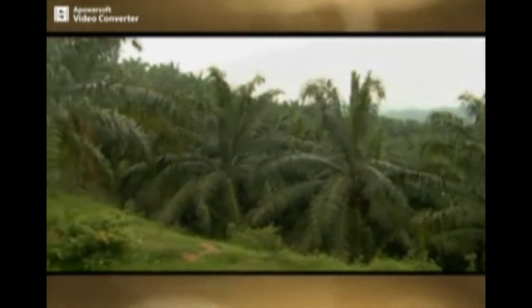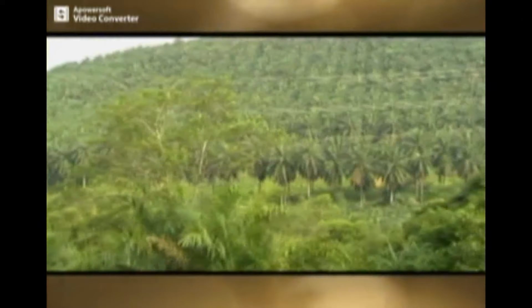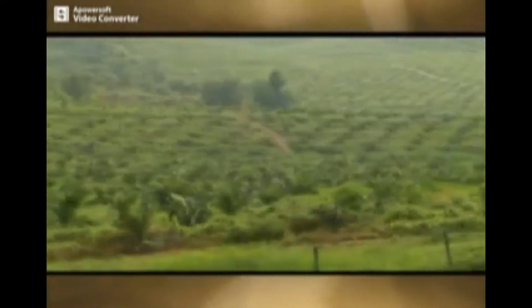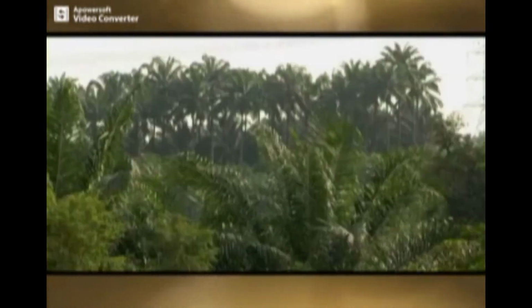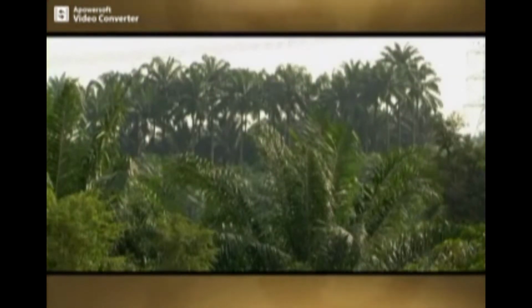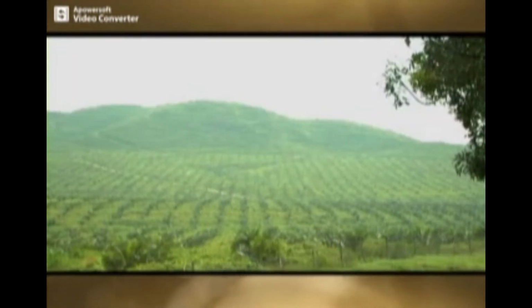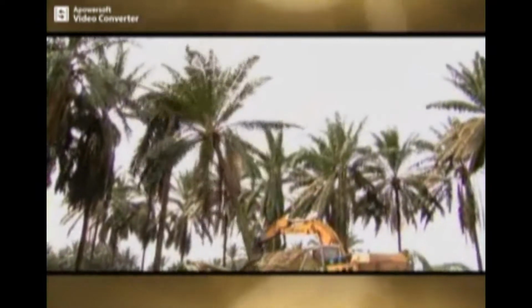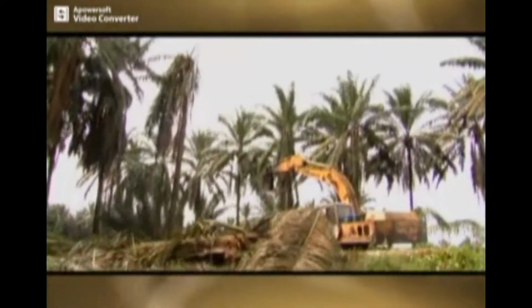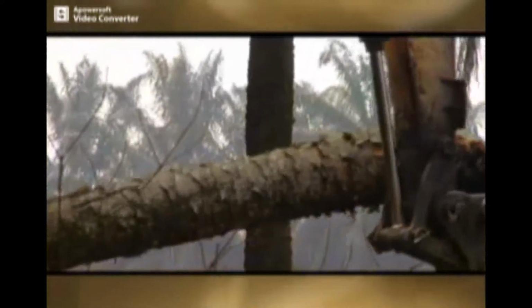Oil palm is an important plantation crop in Malaysia. Oil palm plantations cover about 5 million hectares of the country, which is about 15% of the total land area in Malaysia. Malaysia has been the largest exporter of palm oil in the world.